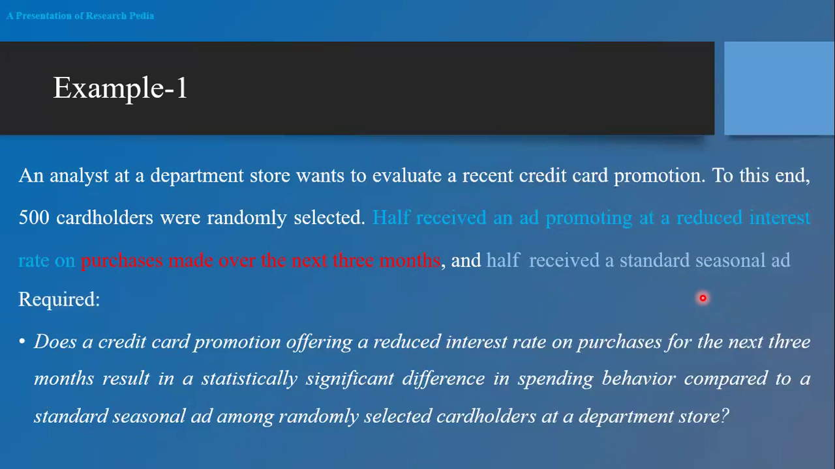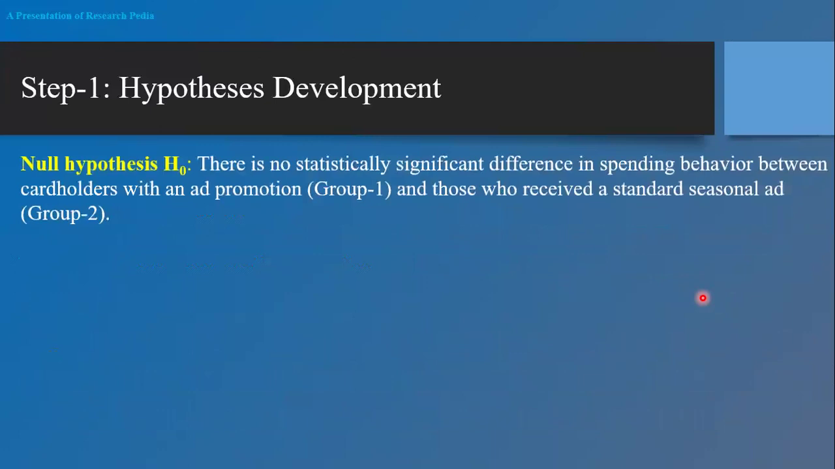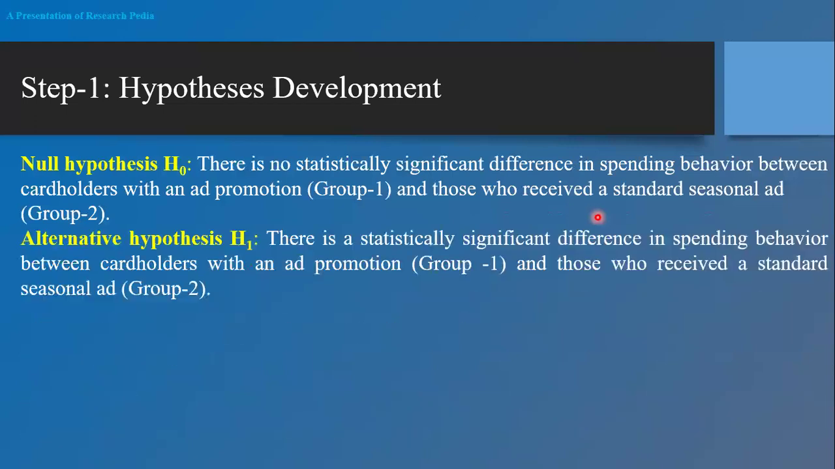So how can we do it? We just need to develop the hypothesis. There is no statistically significant difference in spending behavior between card holders with ad promotion, group 1, and those who receive the standard seasonal ad, group 2. So we assume that there is no statistically significant difference in their spending behavior. While our alternative hypothesis would be that there is a statistically significant difference in spending behavior between card holders with ad promotion and those who receive the standard ad.